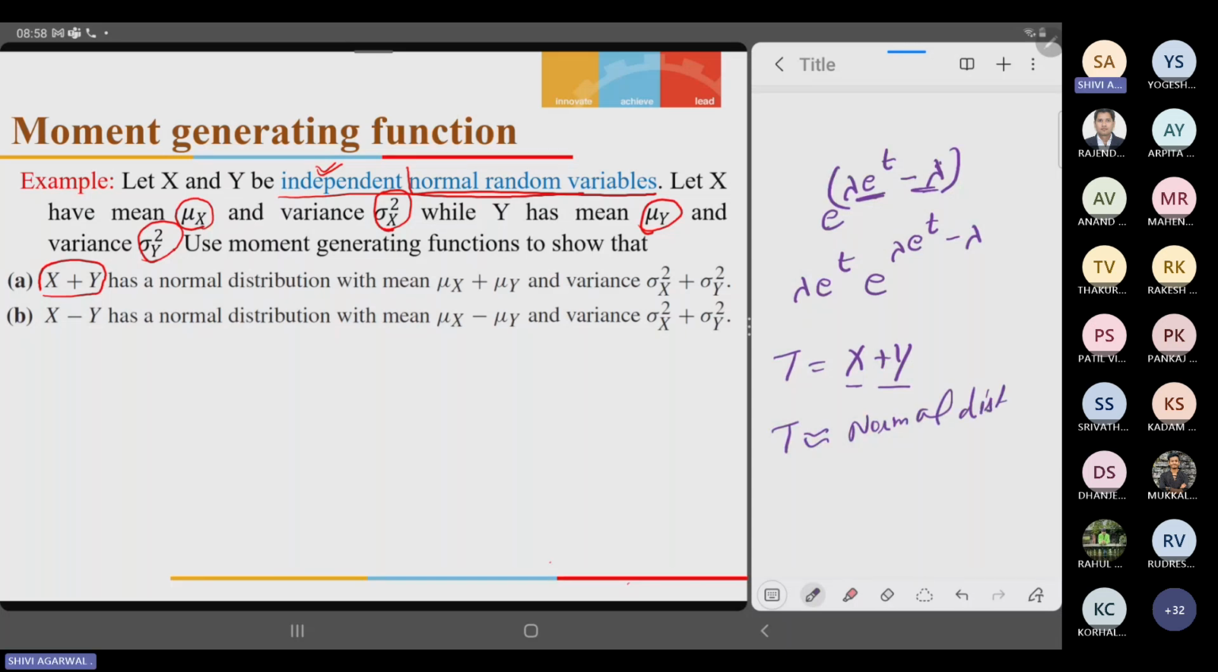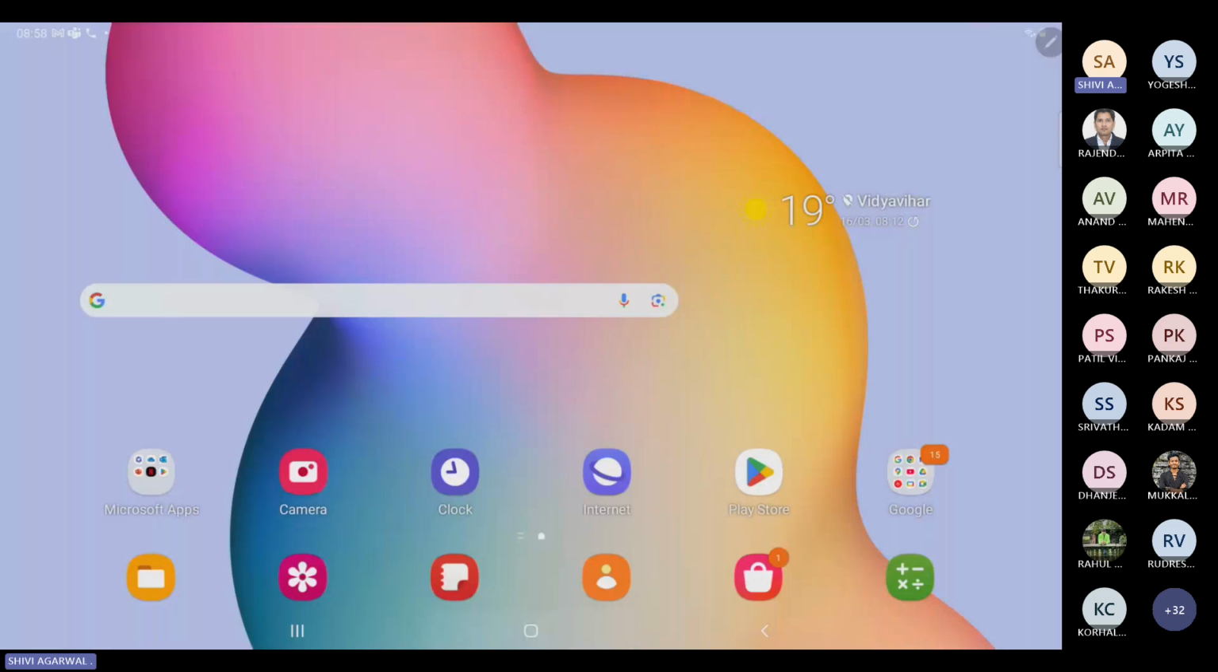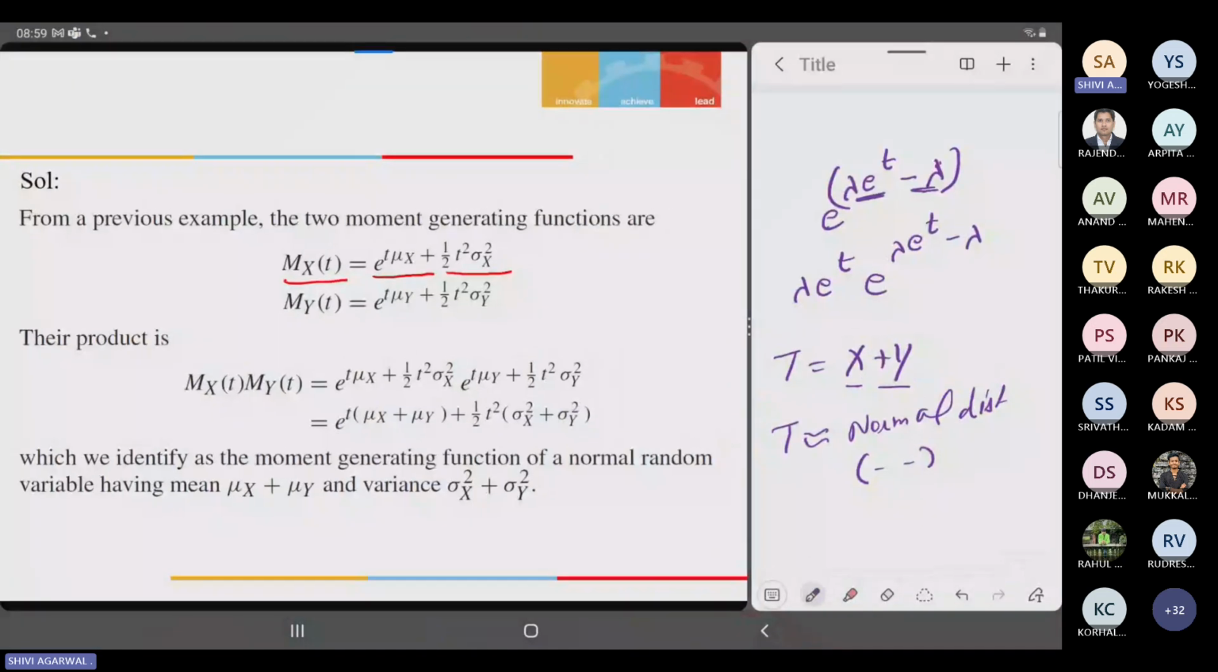How can we prove it? By the moment generating function, and what is the parameter that we have to find out? We are saying the mean is mu x plus mu y and the variance becomes sigma x square plus sigma y square. So how can we do it? M x of t is equal to e to the power mu x t plus half t square sigma x square, by the formula which we have done for the moment generating function of a normally distributed random variable. Similarly, we can write it for y: M y of t is e to the power mu y t plus half t square sigma y square.